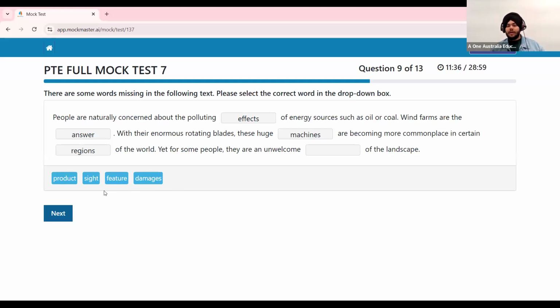Now, it can either be an unwelcome feature of the landscape, or it can be an unwelcome site of the landscape. Now, it is up to you to think whether the landscape would have a feature or the landscape would have a site. You can put both of them here. If I put feature here, what do we understand from feature? That they are one part of the landscape. Site basically means you can see it. So unwelcome site or unwelcome feature. I'll go with feature because it is on the landscape and it is a part of the landscape.